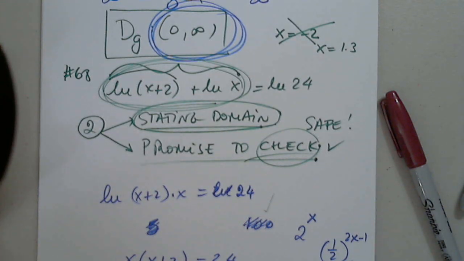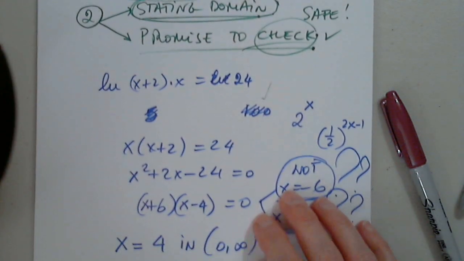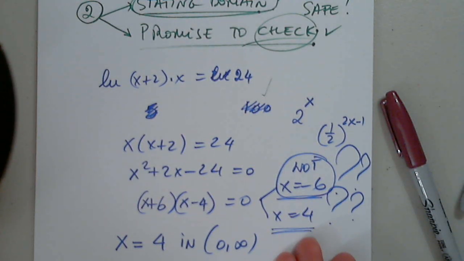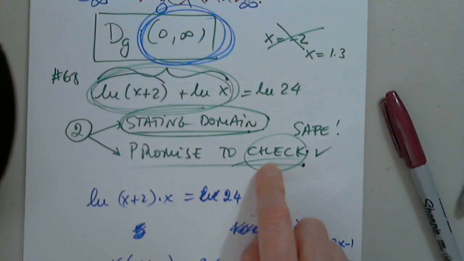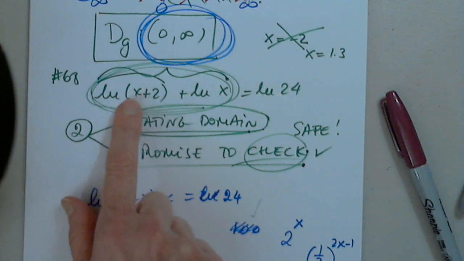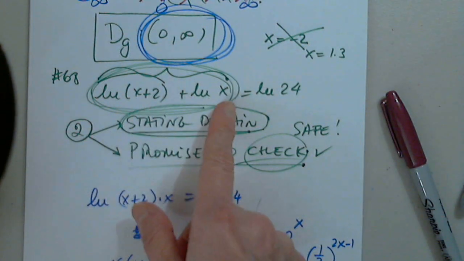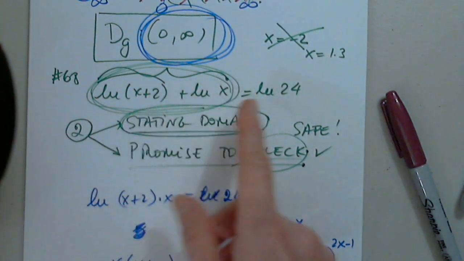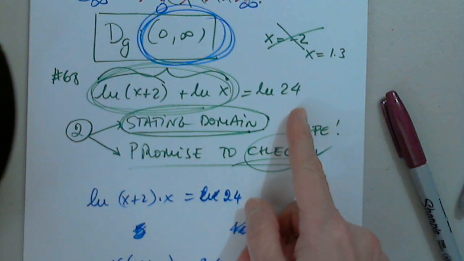Let's see what it's going to do. Okay? As expected. That's the reason why the only solution is x equals 4. If you want to be on the safe side, you can go back and check. 4 plus 2 is 6. And then when you add these two, you're going to get the guaranteed natural log 24.